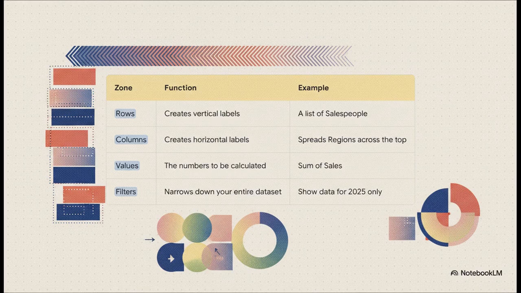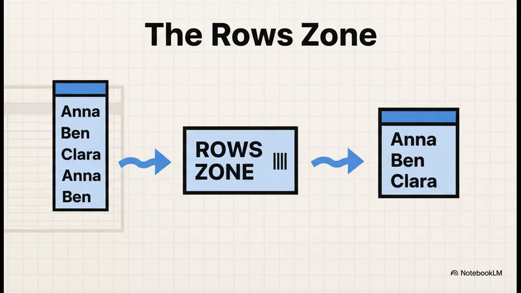You've got rows and columns, which create the structure. You've got values, which does all the calculations. And you've got filters, which let you zoom in on just what you want to see. Let's take a quick look at each one. So let's start with rows.